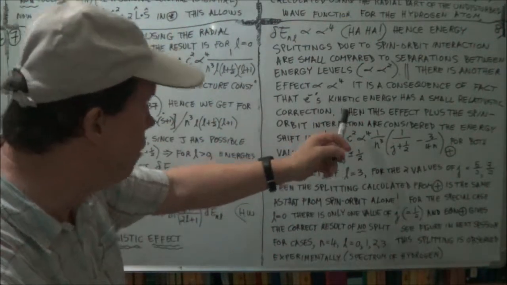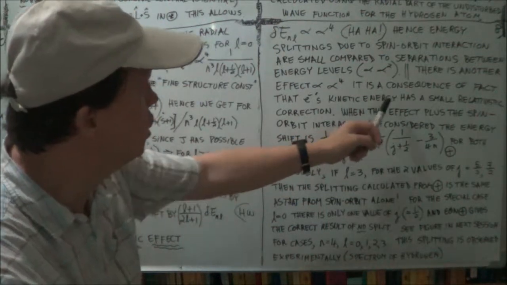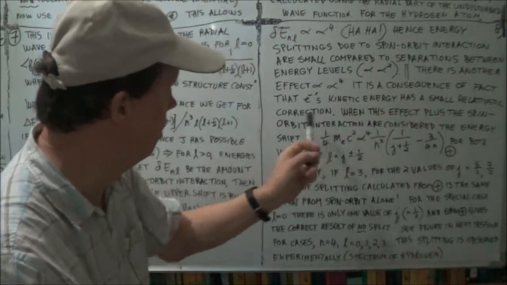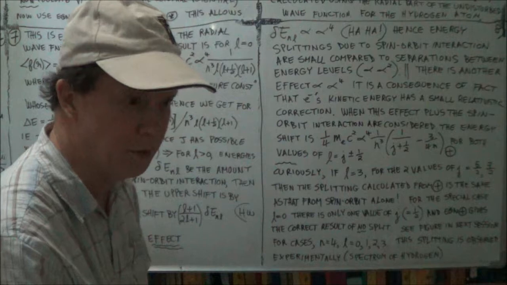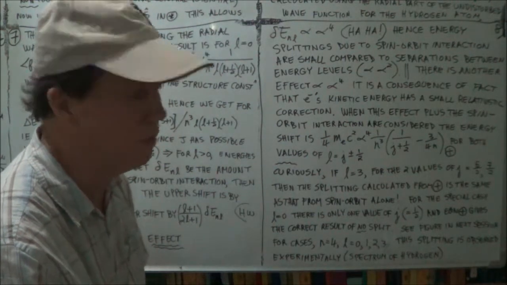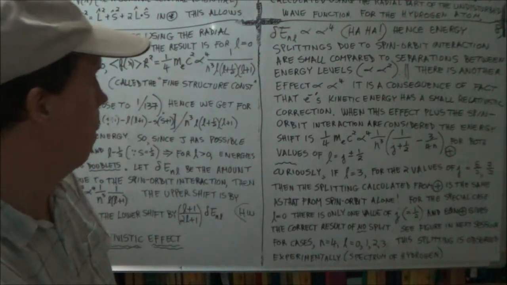Let's see, what's it a consequence of? The kinetic energy term gets changed, right? And it's a relativistic correction that comes out of wedding the theory of relativity, special relativity, to quantum mechanics. In other words, it's a consequence of Dirac's work. Okay.